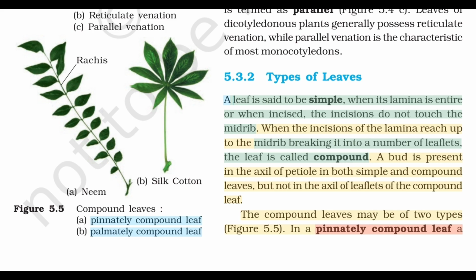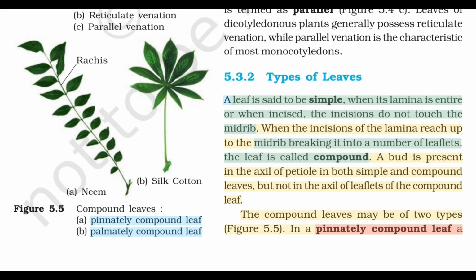5.3.2 Types of leaves. A leaf is said to be simple when its lamina is entire or when incised, the incisions do not touch the midrib. When the incisions of the lamina reach up to the midrib breaking it into a number of leaflets, the leaf is called compound. A bud is present in the axil of petiole in both simple and compound leaves, but not in the axil of leaflets of the compound leaf.